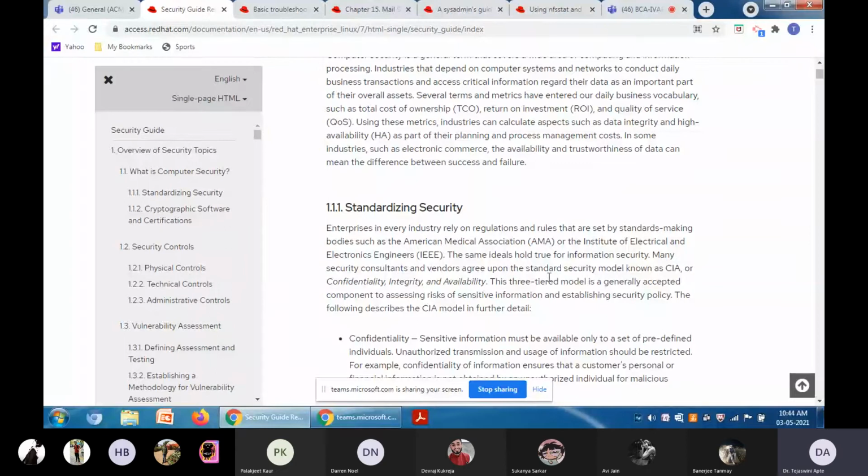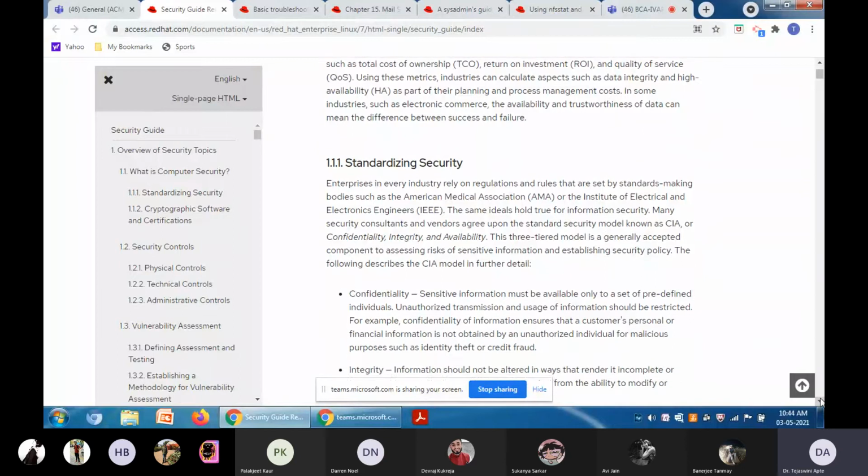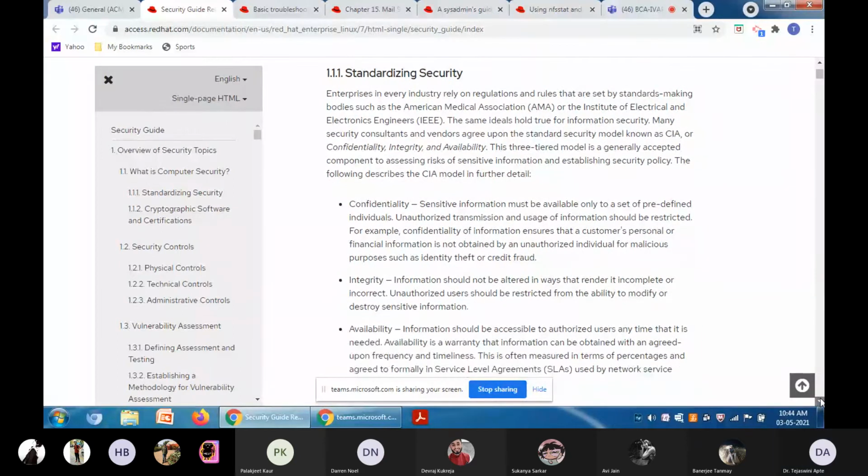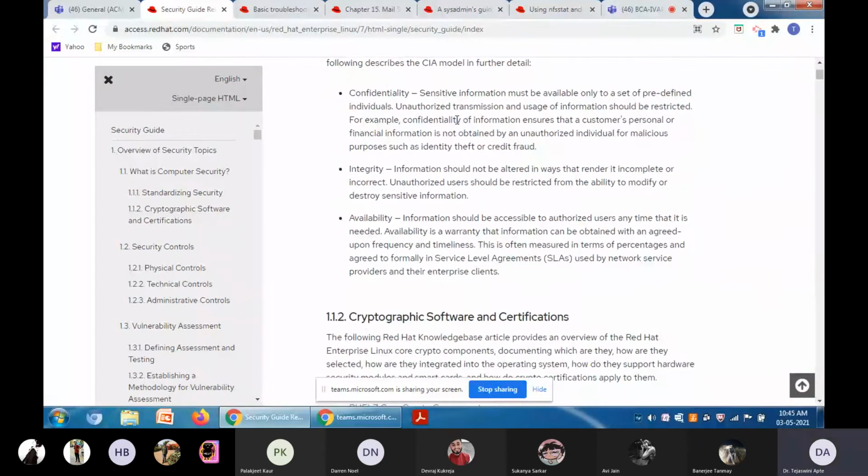Now, in that case, the standard security model known as CIA, as we have already discussed, is confidentiality, integrity, as well as availability. According to the documentation, information must be available only to a set of predefined individuals. So let me show you one thing with basic troubleshooting with telnet.